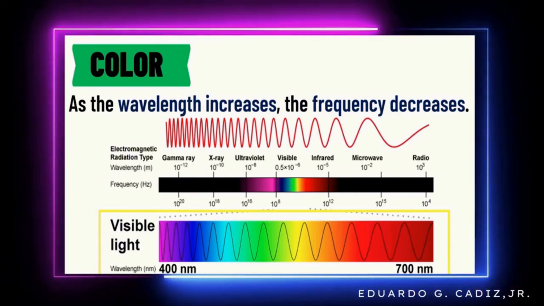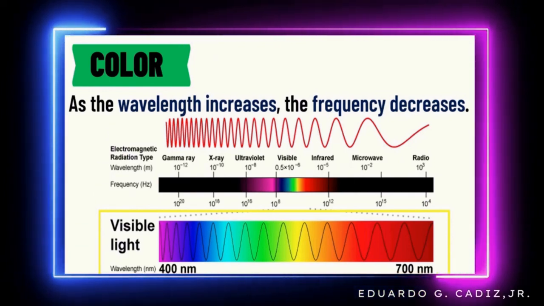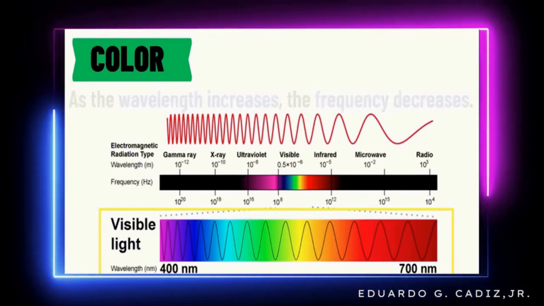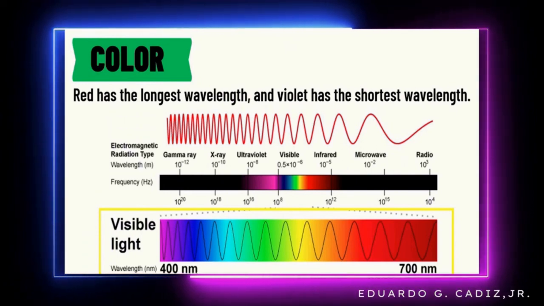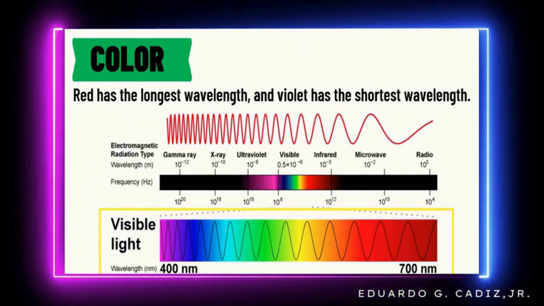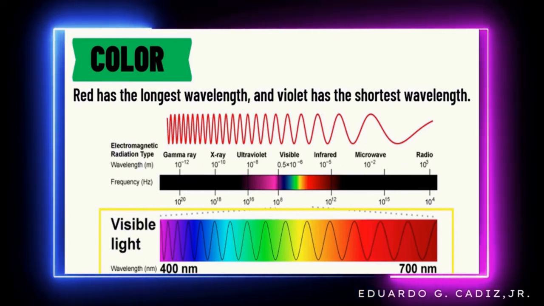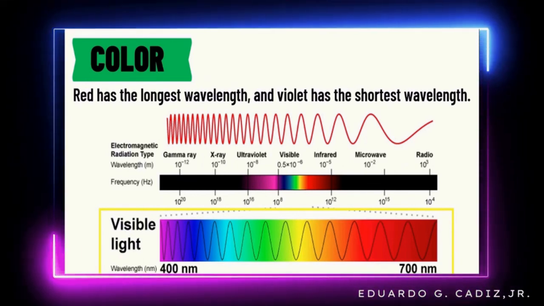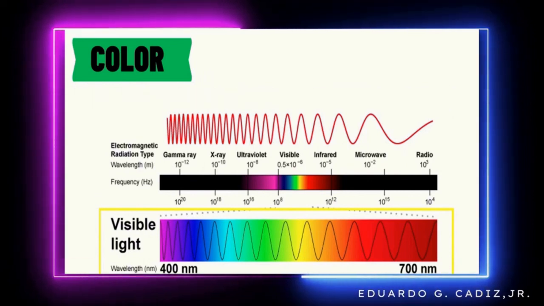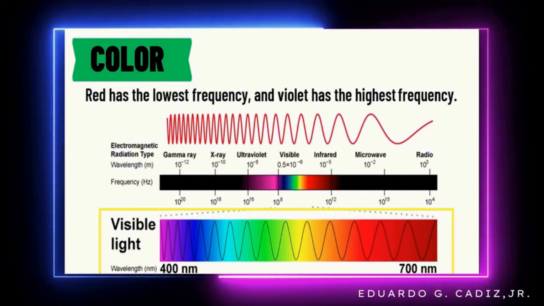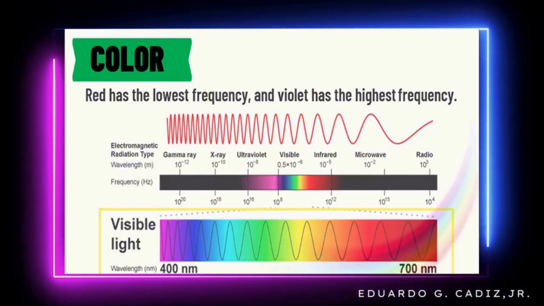Which color has the longest wavelength? How about the shortest? You are right. Red has the longest wavelength and violet has the shortest wavelength. Now, which color has the highest frequency? How about the lowest? Very good. Red has the lowest frequency and violet has the highest frequency.